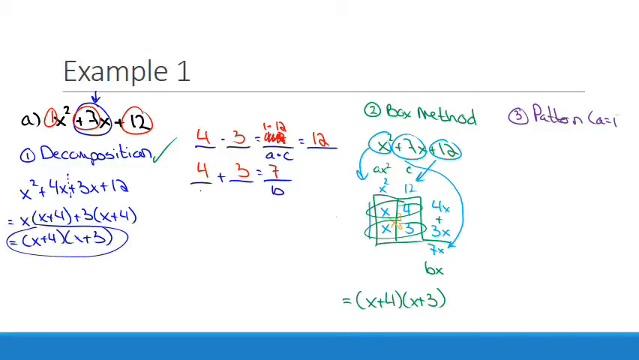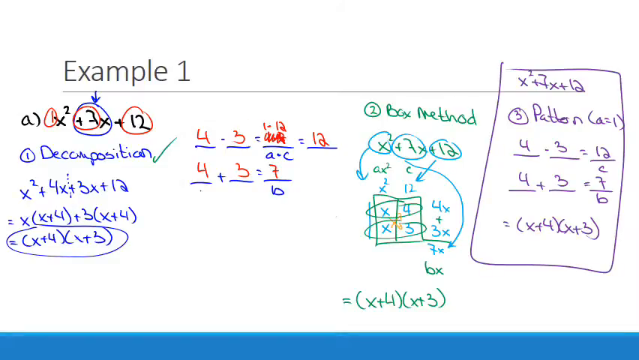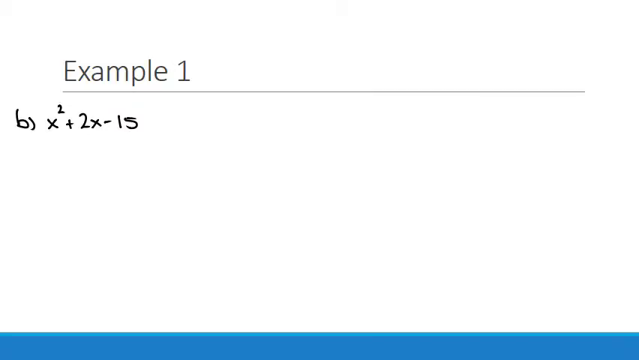The pattern only works when a equals 1, okay? And the way the pattern works, it's kind of similar to decomposition. You're going to look for factors of c that add to b. So I didn't make a mistake. It's not a times c for this one. It's just c. So, maybe I'll write this up here again, x squared plus 7x plus 12. So my c value is 12. My b value is 7. Factors of 12 that add to 7, 4 and 3. My answer then is x plus 4, x plus 3. It's that quick. So this pattern is the way I hope you use because it's the quickest. It only works when a equals 1, but it's so quick and easy that students love using it. Okay, let's look at another example.